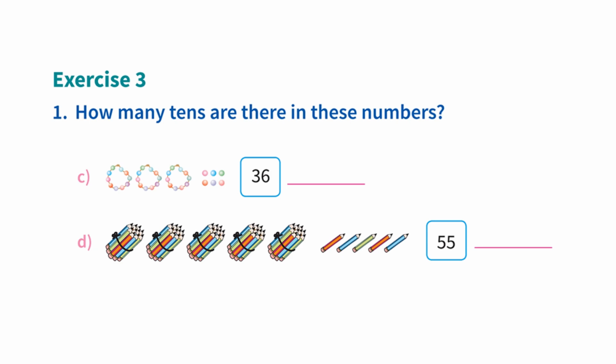So here the number 36 is there. So how many tens are there here? It's 3 tens. So you can write down 3 tens, or you can write down 30. Both are right. Now see the next one. How many tens are there here? 5 tens. No need to write down 5 ones, we are only asked for 5 tens here. So we will write down 5 tens here.